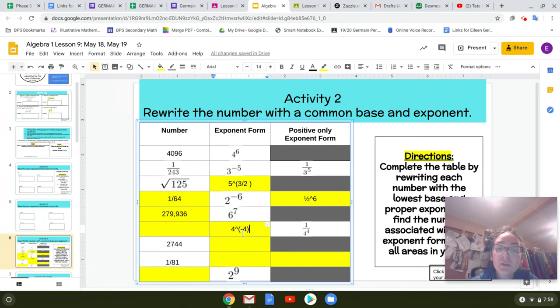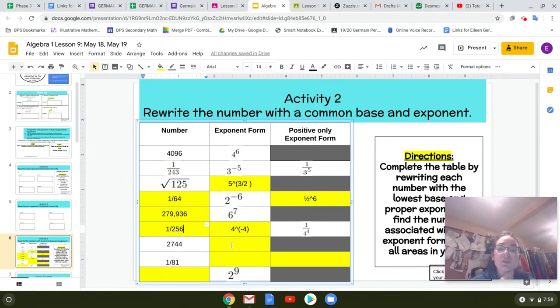So if you have this negative here, negative 4, you need to put it in the parentheses, okay? So then when you go and you type it into your calculator, we know it's going to be a fraction with a numerator of 1. So we're going to say 1 over, and then when we type in 4 to the 4th power, that can be simplified to 256. Okay, 1 over 256.